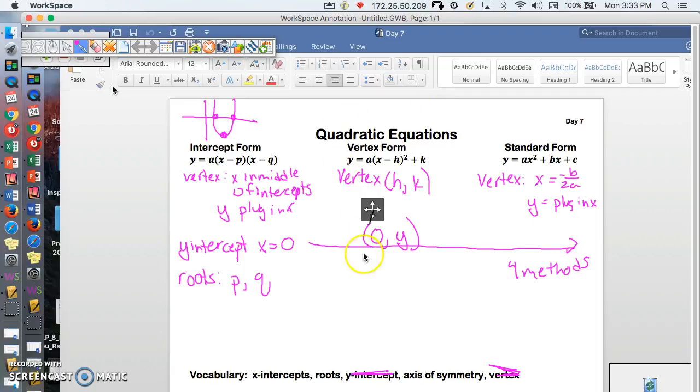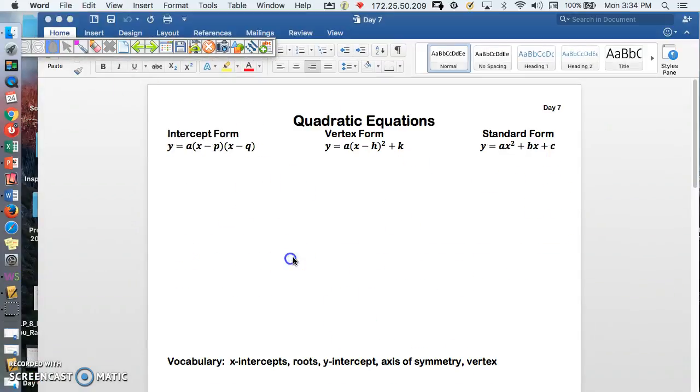And if it's in vertex form, we're going to have to convert to standard or intercept form to find them. And so those are our x-intercepts as well. The axis of symmetry is that line going right down the middle. Because if a point here is maybe 2 away, there's got to be another coordinate that's also 2 away over there. So that's why it's called our axis of symmetry.